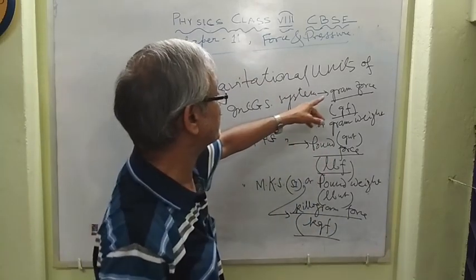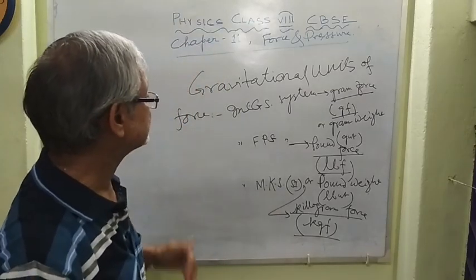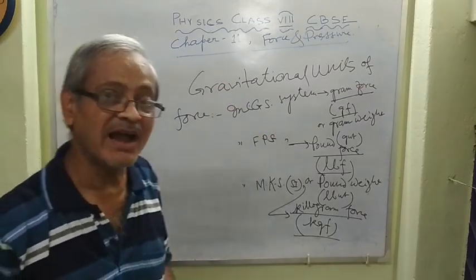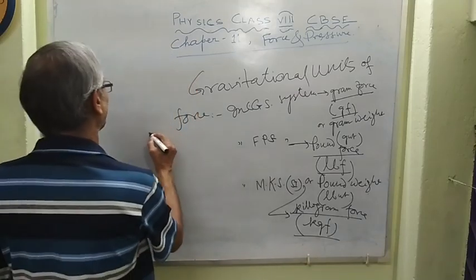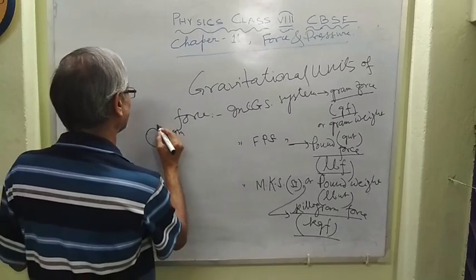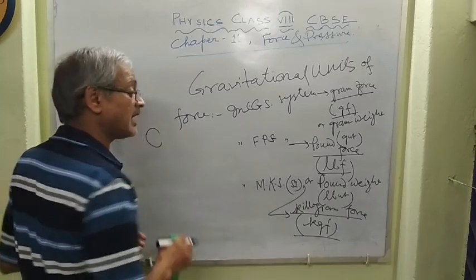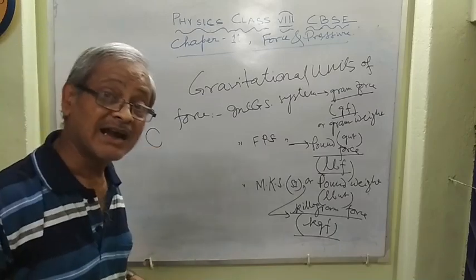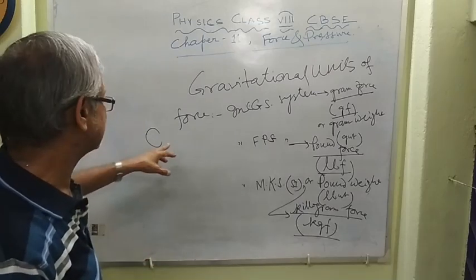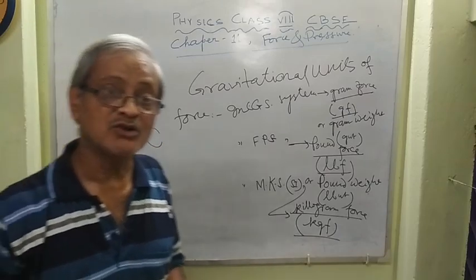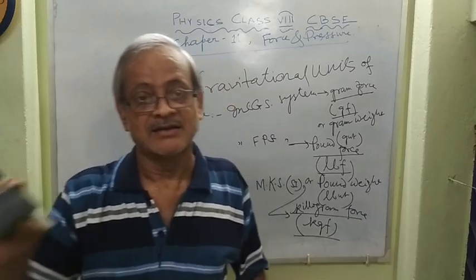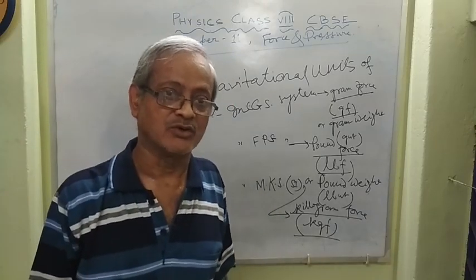Now, what is the definition of gram force? It is the gravitational unit of force in CGS system, and it is defined as the weight of a 1 gram body. Weight of a 1 gram body means the force exerted by the earth towards its center on a body of mass 1 gram. This force of attraction, always towards its center, is called 1 gram force.